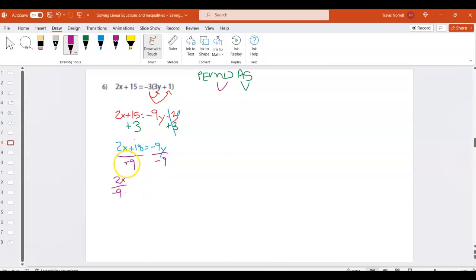+18 divided by -9 would give me -9 goes into 18. Well, we'll just do that. Positive divided by a negative is a negative. So 18 divided by 9. And negative divided by a negative is a positive. 9 goes into 9 one whole time, and 1 times y is just y.